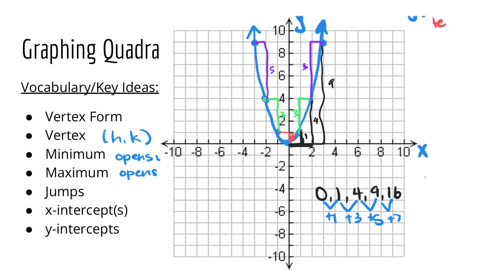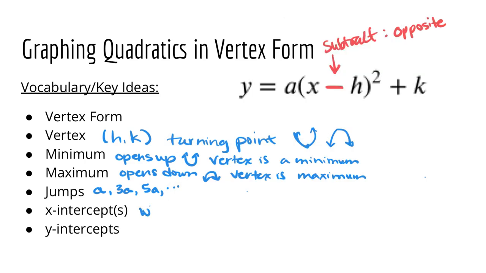Sometimes the leading coefficient is not 1. When the leading coefficient is 1, it's going to be these values that we have right here. How we accommodate for that will make more sense when we do examples, but our jumps are the a value, 3 times the a value, 5 times the a value, and it would go on from there. Now the x and y intercepts: the x-intercept is where the graph crosses the x-axis.